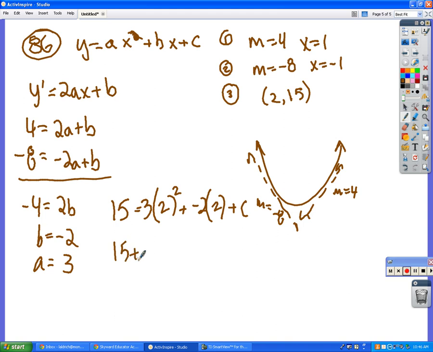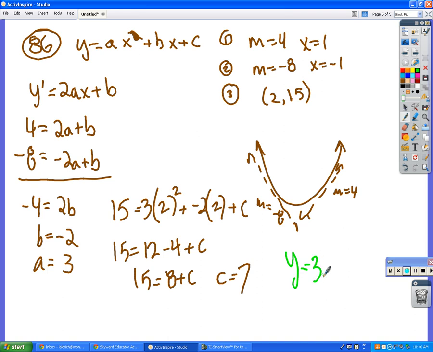So 15 equals 4 times 3, which is 12, minus 4, plus c. So 15 equals 8 plus c, so c equals 7. Okay? So the final answer is y equals 3x squared minus 2x plus 7. This is a parabola that has a slope of 4 when x equals 1, a slope of negative 8 when x equals negative 1, and passes through the point (2, 15).